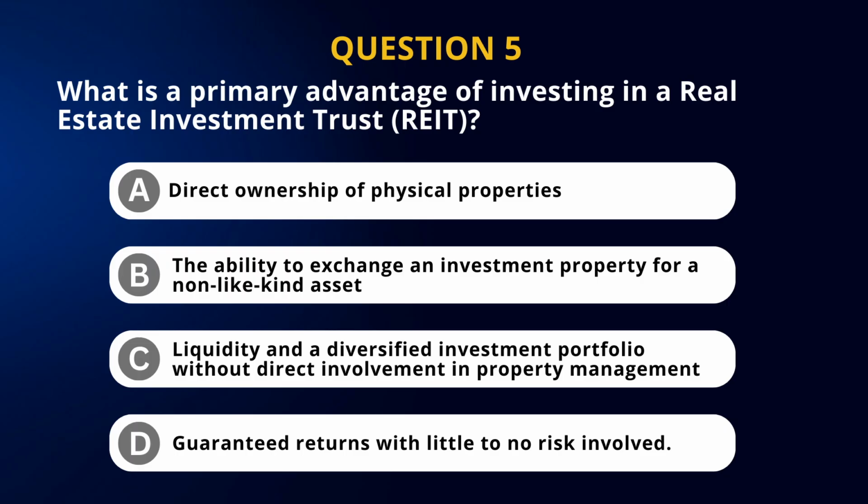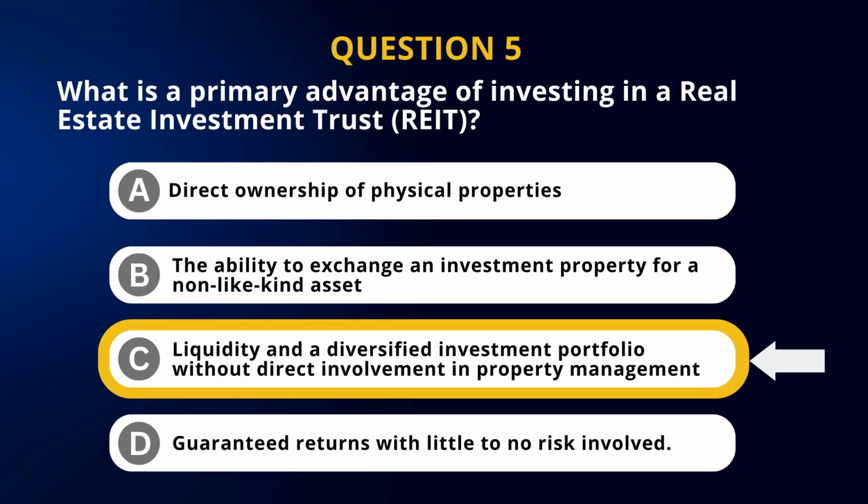Question number 5. What is a primary advantage of investing in a real estate investment trust, or REIT? Letter A, direct ownership of physical properties. Letter B, the ability to exchange an investment property for a non-like-kind asset. Letter C, liquidity and a diversified investment portfolio without direct involvement in property management. Letter D, guaranteed returns with little or no risk involved. And the answer? Letter C, liquidity and a diversified investment portfolio without direct involvement in property management.